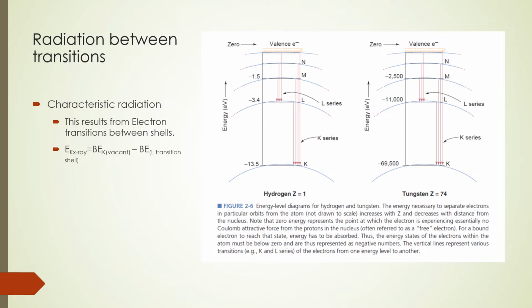On this slide, we have a K characteristic X-ray energy formula spelled out, because it represents the transition between a vacant K shell and an L shell. It will also be labeled an alpha transition because it occurs between the adjacent L shell and the K shell.